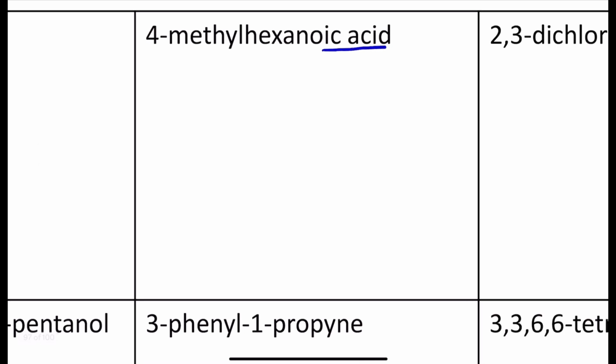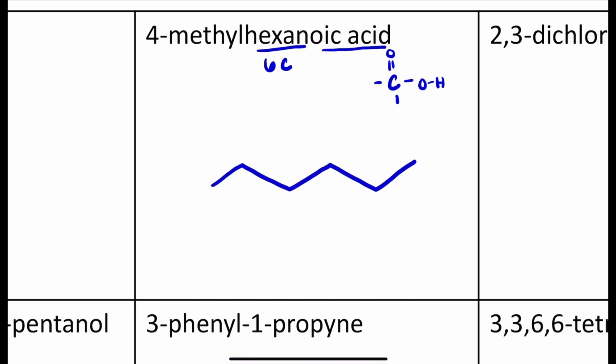4-methylhexanoic acid, so this tells me carboxylic acid. So I know this much. Hexanoic tells me I have 6 carbons long. This is carbon 1, so I have 5 more, and then 4-methyl at the 4th carbon. 1, 2, 3, 4, 5, 6. Got to draw my carboxylic acid on there. So again, 1, 2, 3, 4, 5, 6. The fourth carbon, I have that methyl group. 1, 2, 3, and 4.